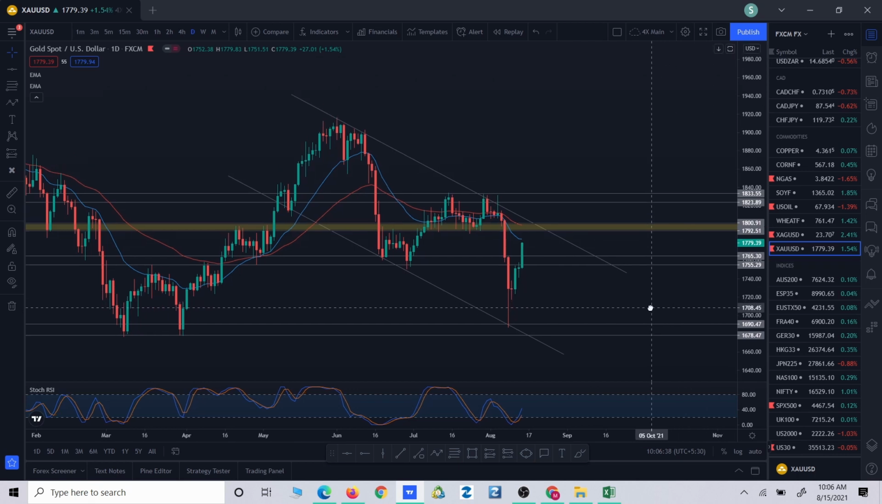Next we are going to talk about gold. Starting from here, we have a low and lower high, and we got a double top here as well.